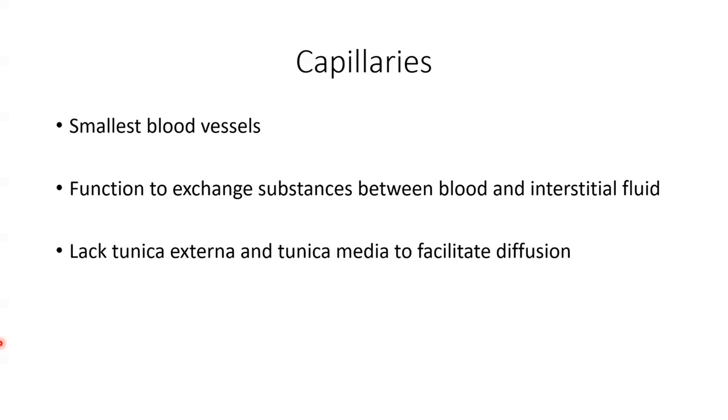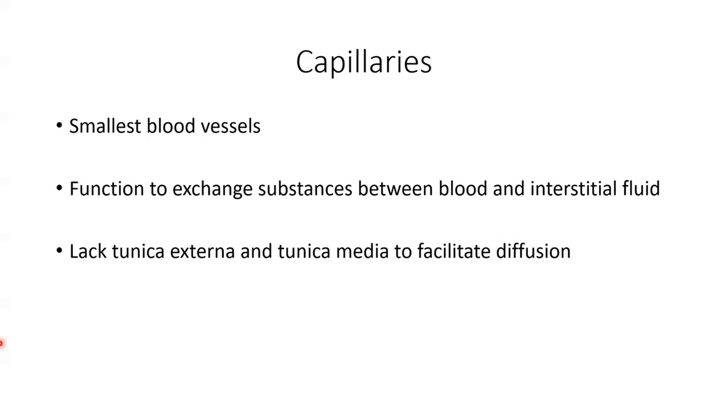And they form an extensive network, approximately 20 billion in number, of short branched interconnecting vessels that course along the individual cells of the body. This network of capillaries forms a big surface area to make contact with the body cells. The primary function of our capillaries is the exchange of substances between the blood and the interstitial fluid. Think of the capillaries that surround the alveoli.